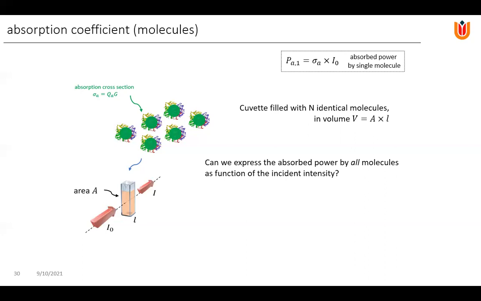So then the question is, we had expressions for the absorbed power by a single molecule, given by the absorption cross section times the incident intensity. The incident intensity we assume known. The absorption cross section we calculated for that molecule from the geometrical cross section and some kind of magically given Q. But if we would like to calculate this for all molecules, can we then also calculate it for all molecules? So what's your guess?